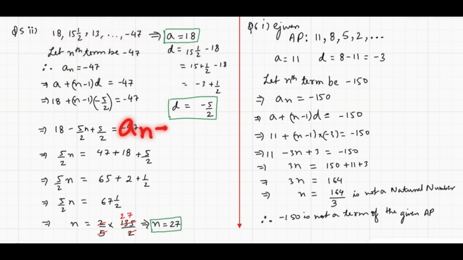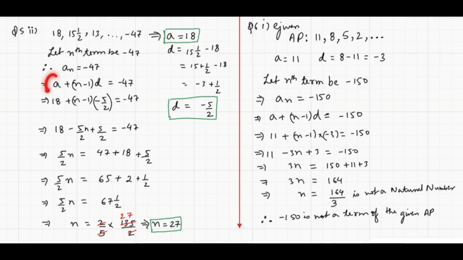We will assume that the nth term is minus 47. So here we are assuming let the nth term be minus 47 such that an is equal to minus 47. Now, by the formula, we can replace an by a plus n minus 1 d is equal to minus 47, where a is 18. We can find d by subtracting a1 from a2, that is a2 minus a1. That is 15 and a half minus 18. 15 and a half can be written as 15 plus half minus 18. 15 minus 18 is minus 3 plus 1 by 2. That gives us minus 5 by 2.